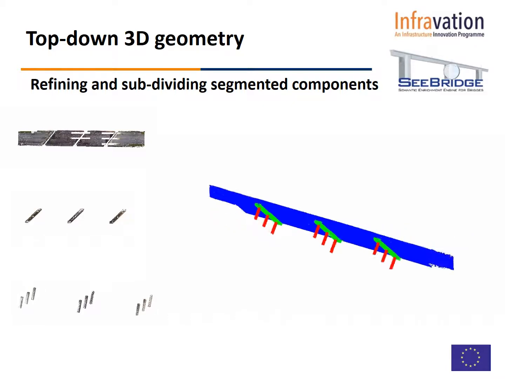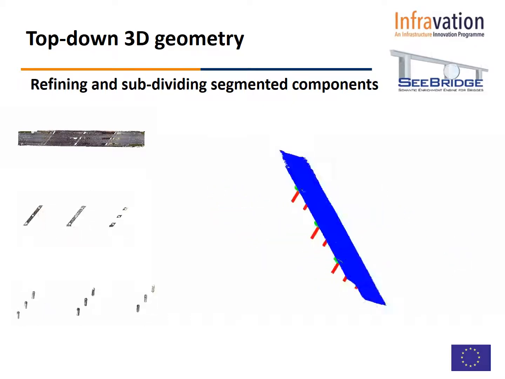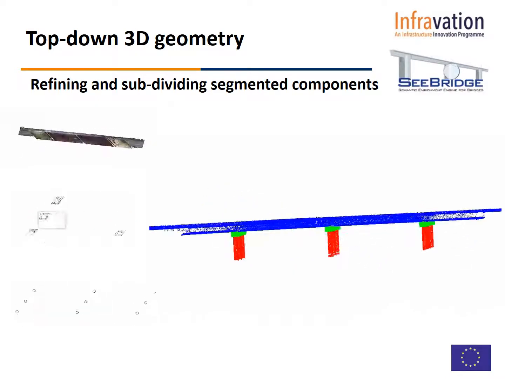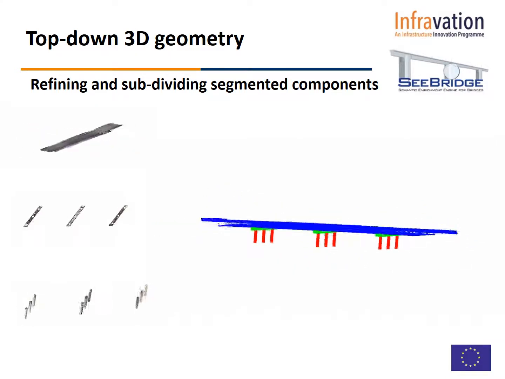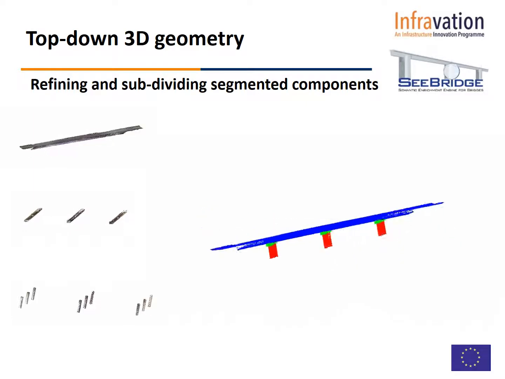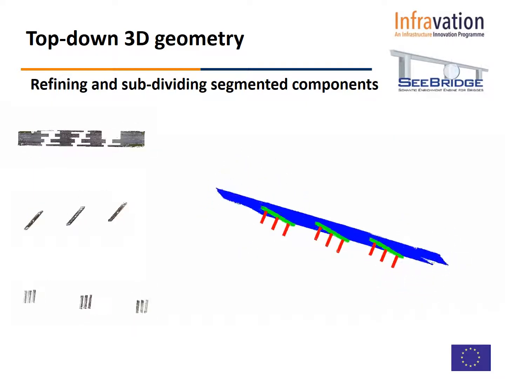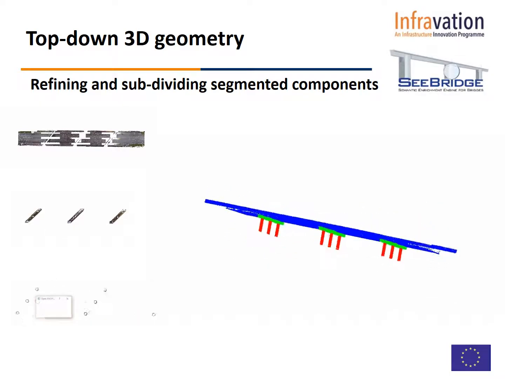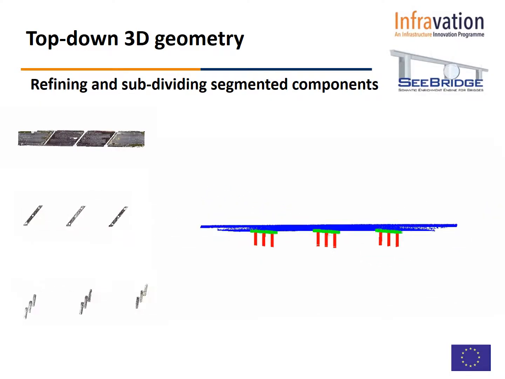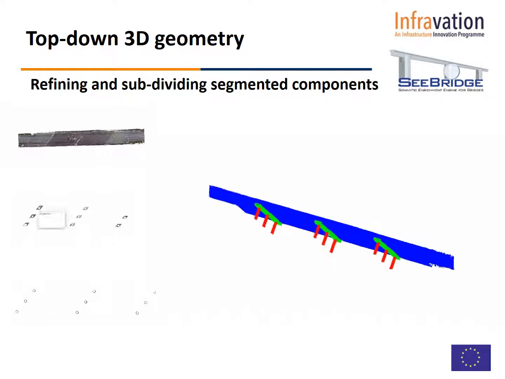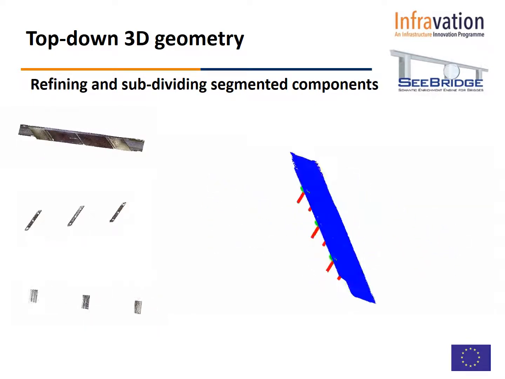And here's a video of it where you see in the top left the deck is slowly reconstructed from these cross-sectional slices. The piers are also reconstructed. The pier caps are reconstructed from the cross-sectional slices, and then the piers. These then all go together to create this colorized point cloud model here, where the colors inform us about the actual component type.